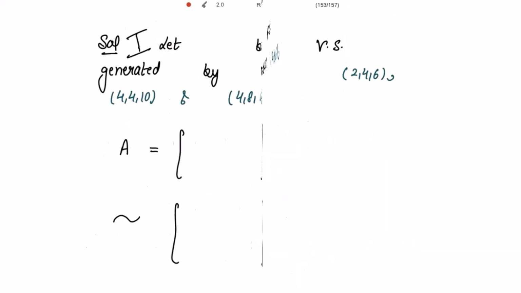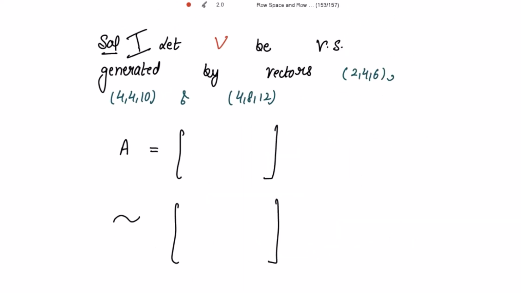So let's check. First, let V be the vector space generated by the vectors (2, 4, 6), (4, 4, 10) and (4, 8, 12). Let's write these vectors in a matrix form. So it is 2, 4, 6; 4, 4, 10; and 4, 8, 12. First we need to change this matrix into the row echelon form to get the basis for the vector space. Alright, so I need to make this element 1.